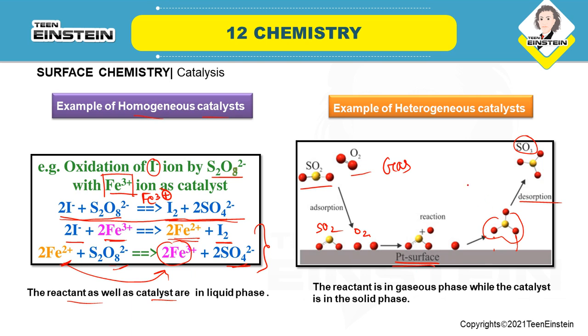So here we have two phases. This is one phase, this is another phase, but that is not the case in homogeneous catalyst. Here the reactants are in the gaseous phase, and the catalyst is in the solid phase. Fine.